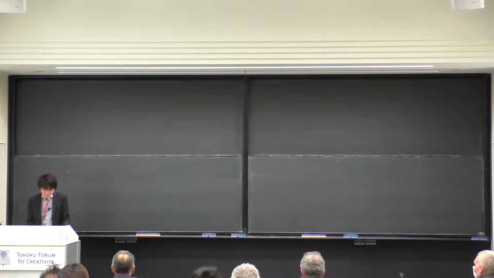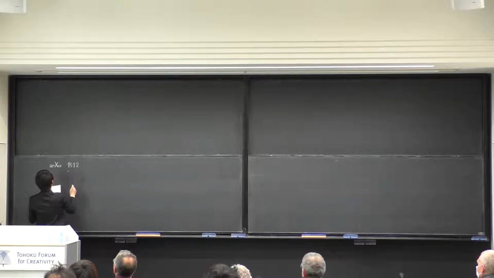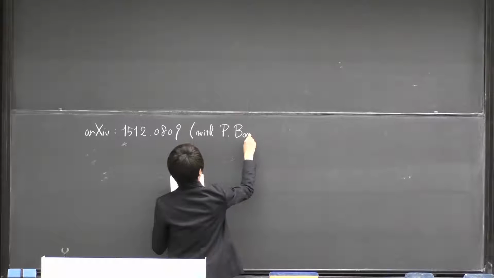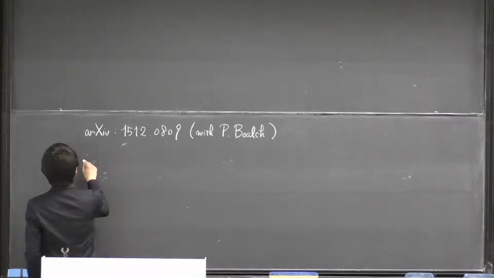So this talk is based on a joint work with Philip Boalch. Our reference is a paper on the arXiv. And as the title says, our main object in this talk is the so-called wild character varieties.